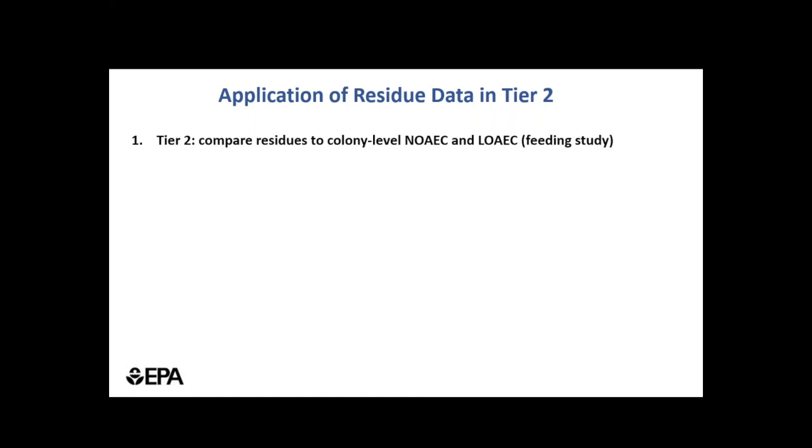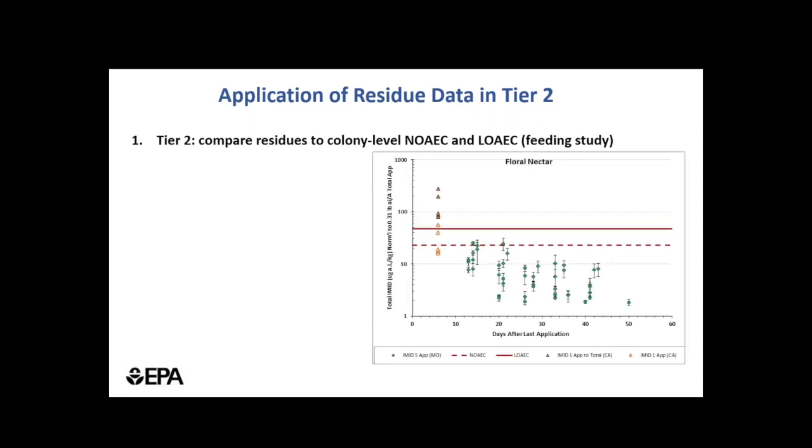In the case of Tier 2, we use the residue data directly in comparison to our colony level toxicity thresholds. And these are derived from whole colony feeding studies where the food is spiked at different concentrations of the pesticide that would give us a dose response curve. And what we usually derive from these colony level feeding studies are the NOAC, that's the highest concentration that does not cause a significant effect to the colony, and the LOAC, which is the lowest concentration that did have a significant effect on the colony.